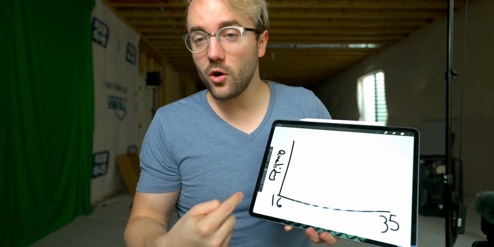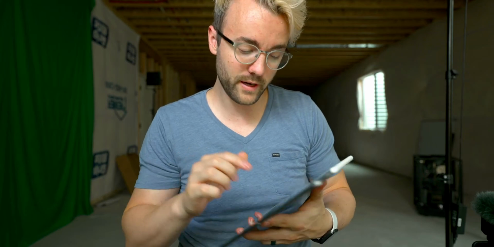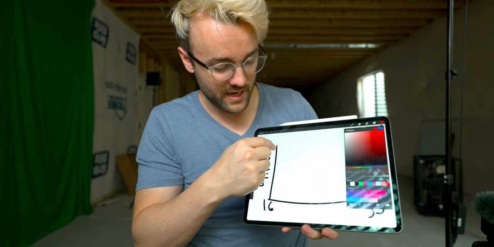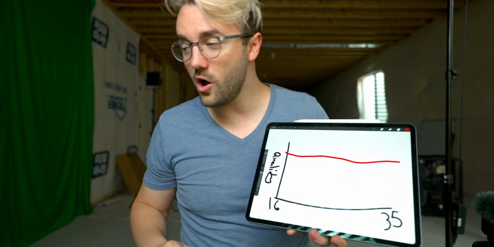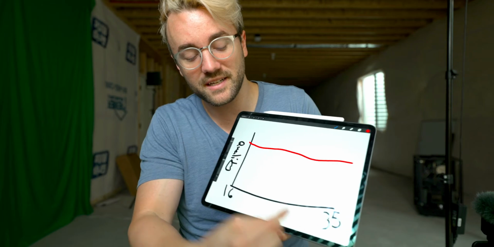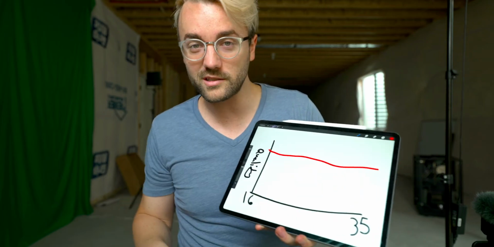Quality. So with the G Master, we'll make it red because it's the one with the little red G on it, right? You got super high quality all the way across. Equal quality from 16 to 35. This is why it's so expensive, because you get good quality all the way across the board here, right?